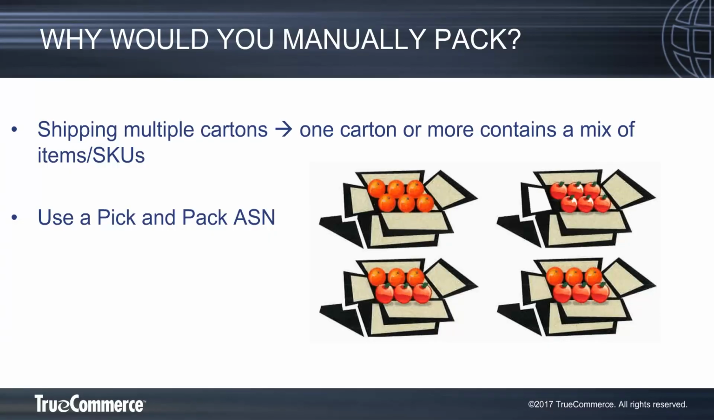It is first important to understand why an ASN would need to be manually packed. If you will be shipping multiple cartons, where one or more of the cartons will have a mixture of items or SKUs, then the ASN would need to be manually packed. This would be the same process if you were shipping multiple pallets that contain a mixture of items. For this situation, you will want to use a pick and pack type ASN.